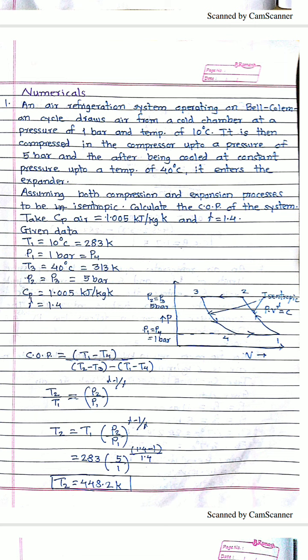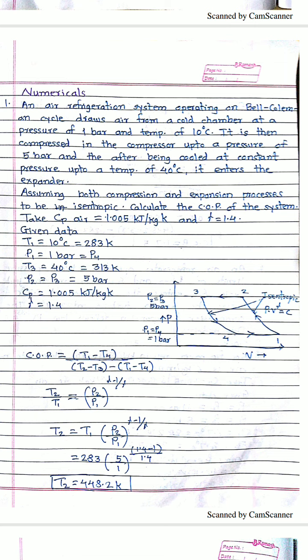Now what is the value of P2? It is 5 bar, P1 is 1 bar, T1 value is 283, and gamma is 1.4. Put all these values: 283 into (5 upon 1) raised to (1.4 minus 1) divided by 1.4. After simplification, the value of T2 is equal to 448.2 Kelvin. Now T1 is given, T3 is given, and T2 we have calculated.